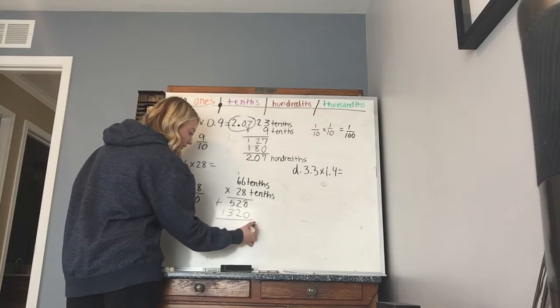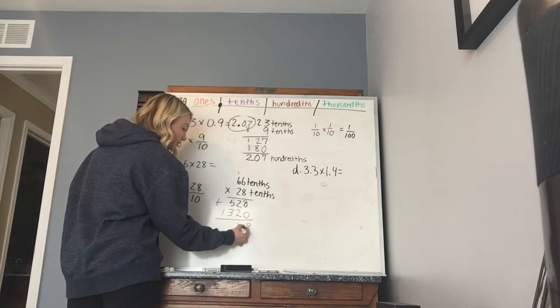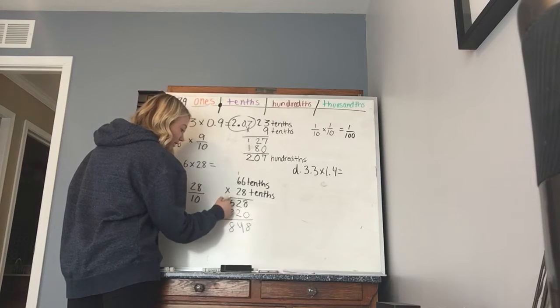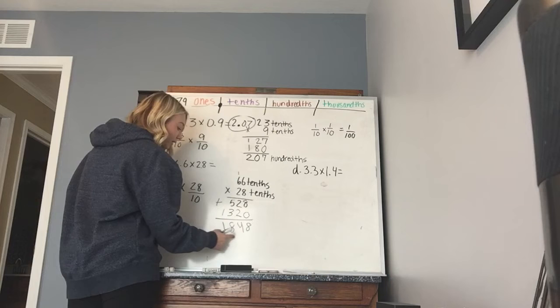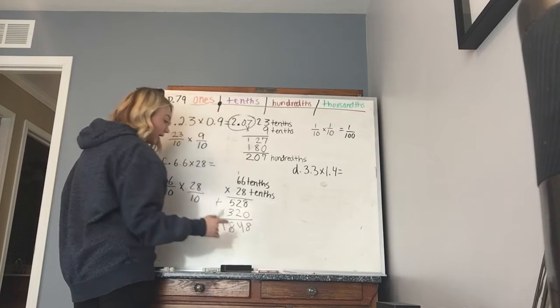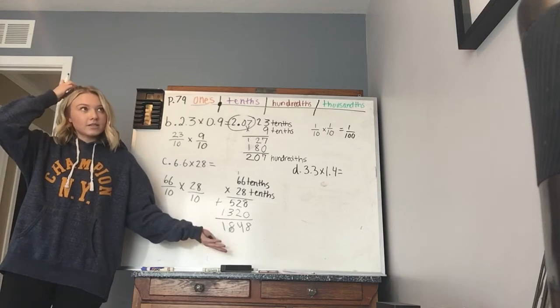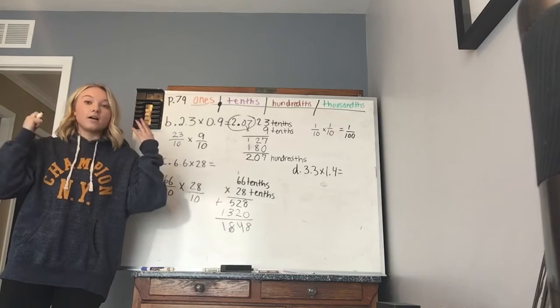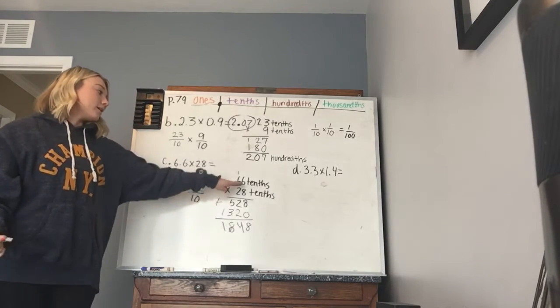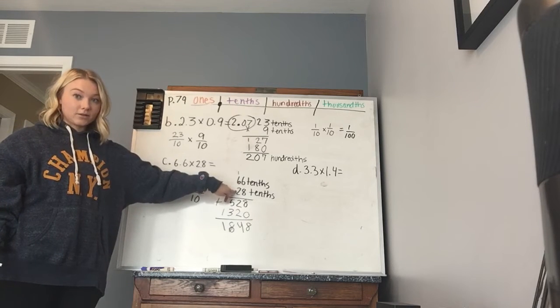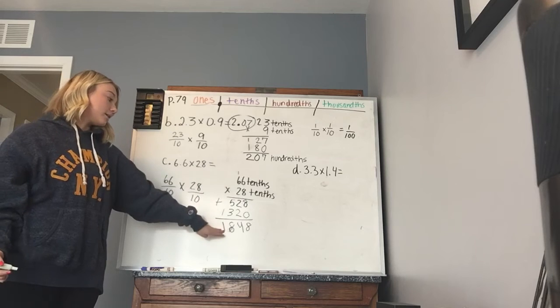So 8 plus 0 is 8. 2 plus 2 is 4. 5 plus 3 is 8, and then the 1. Okay, so I have 1,848. Just because the number is in the thousands, it still is in the hundredths place, because we're still multiplying tenths times tenths. Tenths times tenths is always going to be hundredths.